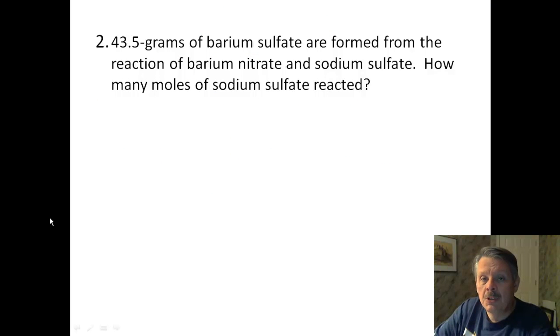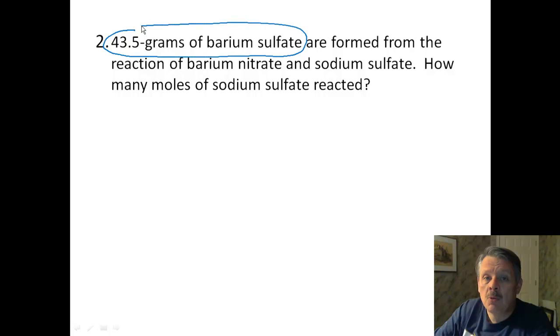Okay, how about number 2? We're forming barium sulfate, 43.5 grams of barium sulfate, so that's important. And it's formed when we react barium nitrate and sodium sulfate. How many moles of sodium sulfate, that's the other piece of information I want to figure out, are reacted? I don't know. Let's go figure it out.